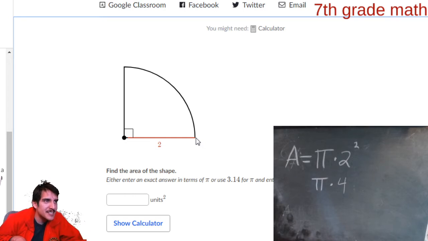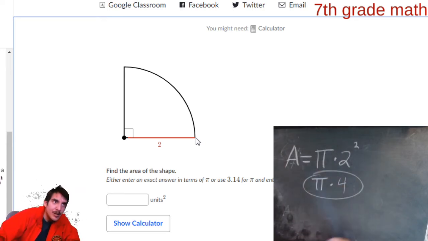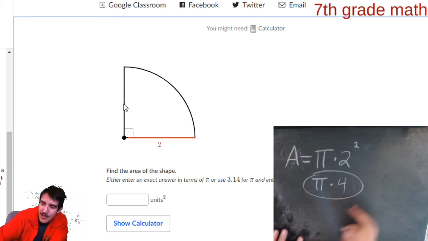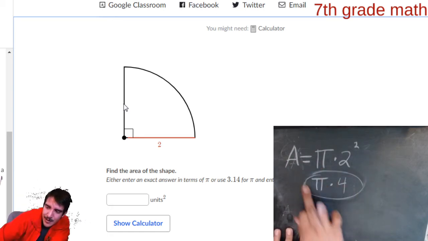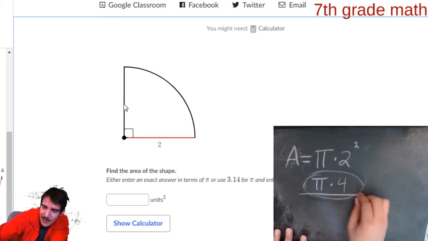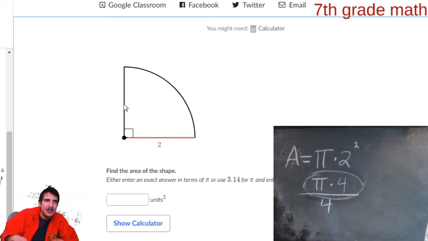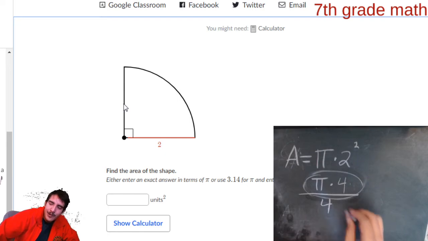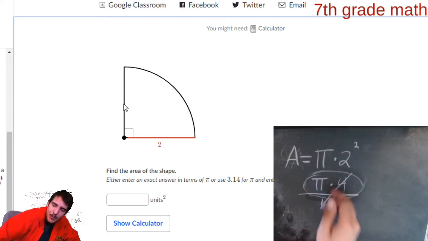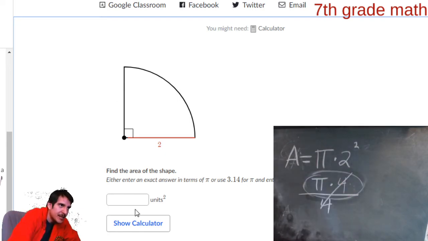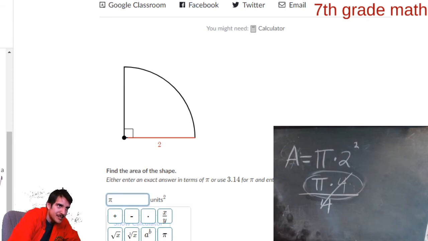Now, this is not a full circle. This picture is a fourth of a circle. So that means we need to take this answer, 4 pi, and divide it by 4 so that we get this little slice. Oh, and look at this. 4 divided by 4 equals 1. So we get 1 times pi, which is simply pi units.